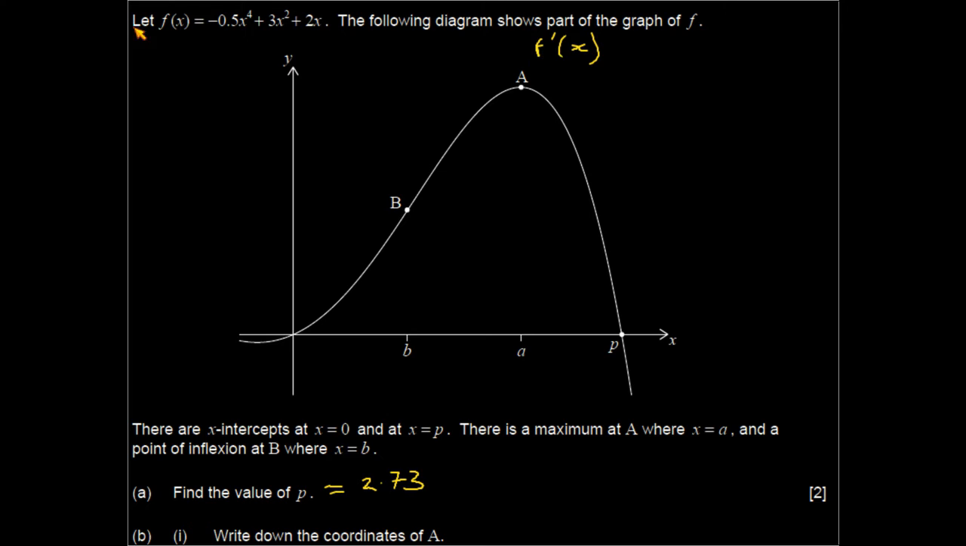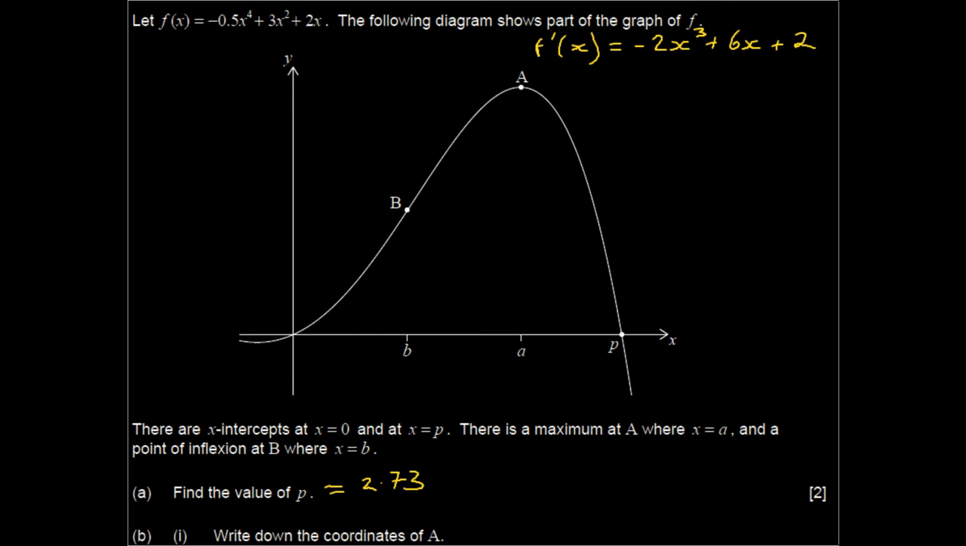So f prime of x would be, we'd multiply 4 by this minus 0.5 to give us minus 2, and then reduce the power by 1. So that would give us minus 2x cubed. And then we do the same thing here, we'd multiply the power by the number here, so that would give us 6, and reduce the power by 1, so that would become 6x. And then the last one would just become 2, because x to the power of 1 would become x to the power of 0, which is 1. Or we just drop the x, which becomes 2.